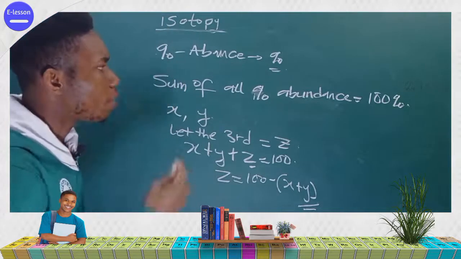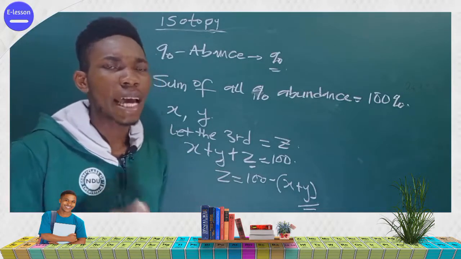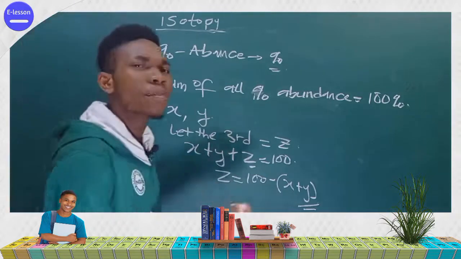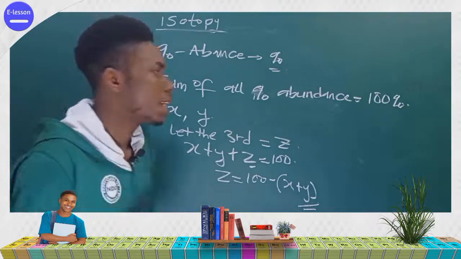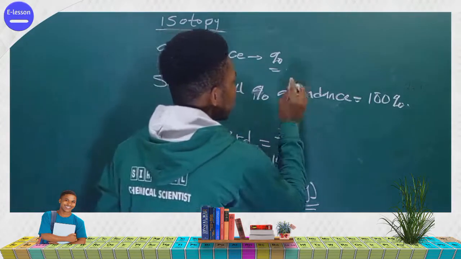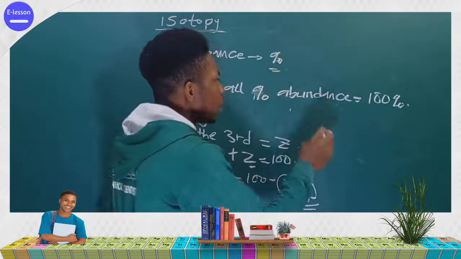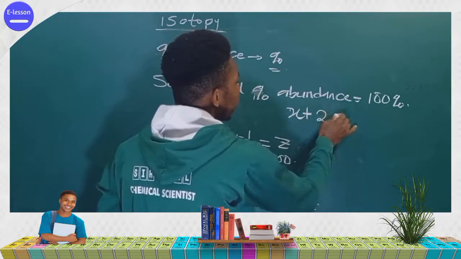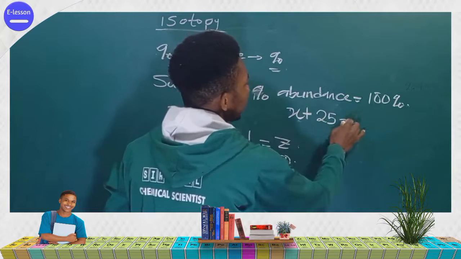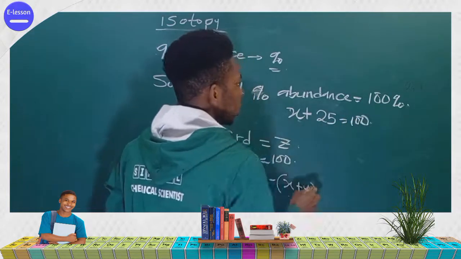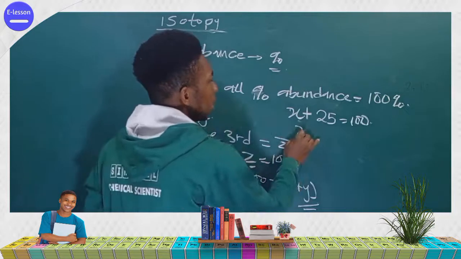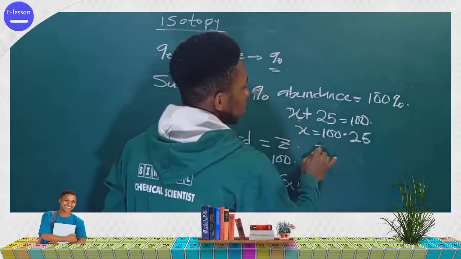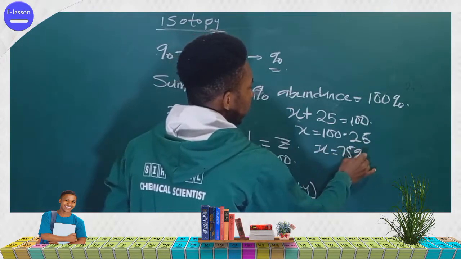Is that clear? So if I give you two isotopes, and I give you the percentage abundance of one of the isotopes to be 25, what will be the percentage abundance of the second isotope? Remember, there are two. Now we said that the sum of all the percentage abundances is equal to 100. So if one is already given to you as 25, the other one becomes X. So X plus 25 must be equal to 100. Is that clear? X will be 100 minus 25, and X will be equal to 75%.